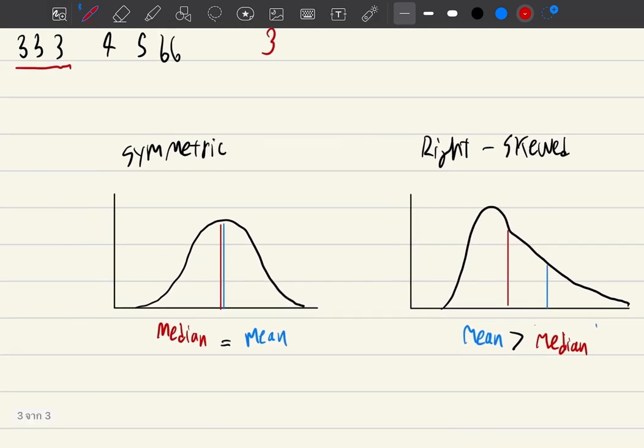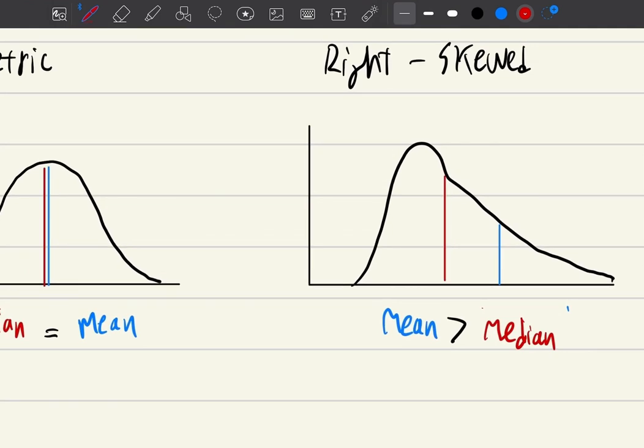It's not about the height now, it's about the horizontal axis.